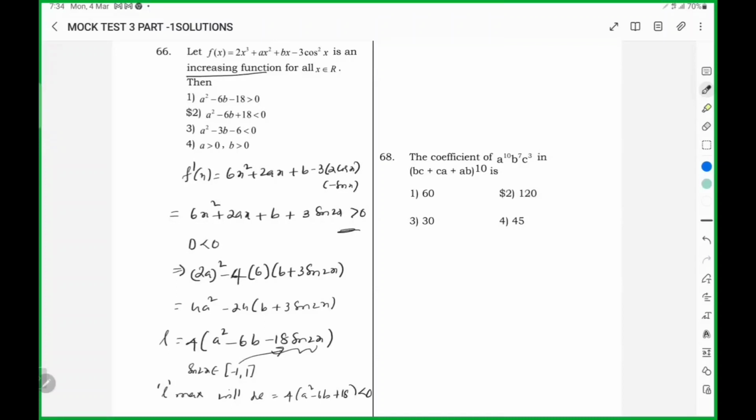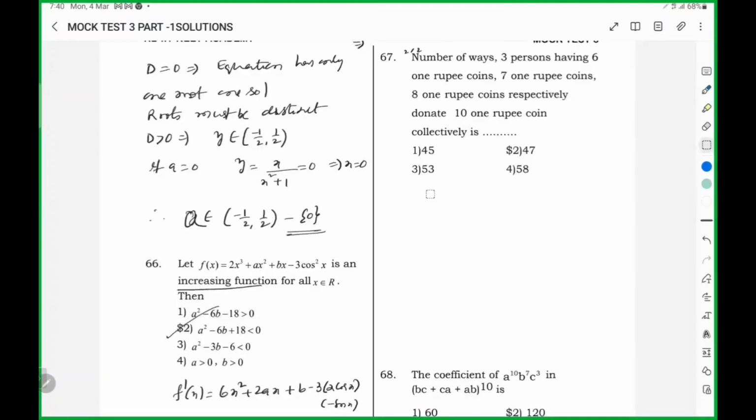That is negative. For all other remaining values, obviously negative. So then the discriminant becomes negative. In this problem we have three persons. The first person has 6 coins, the second person has 7 coins, and the third person has 8 coins. Finally, they must donate 10 one-rupee coins.